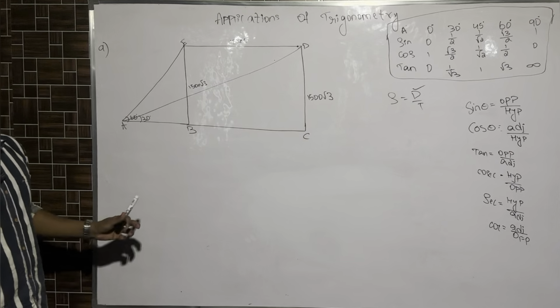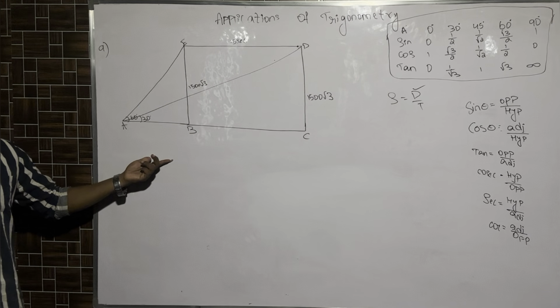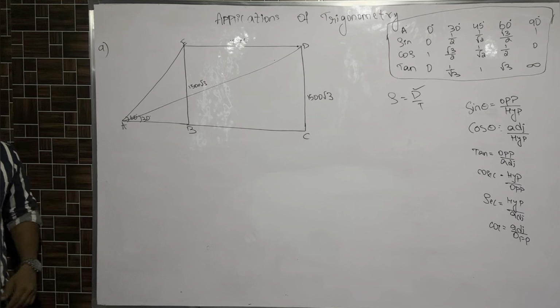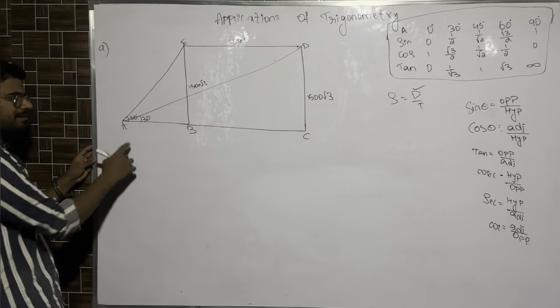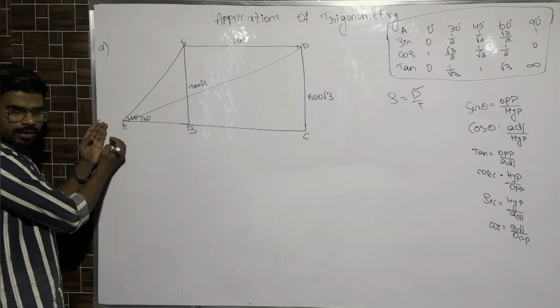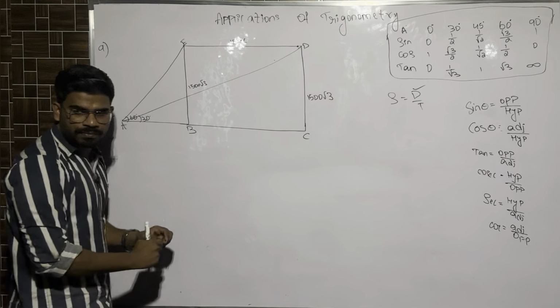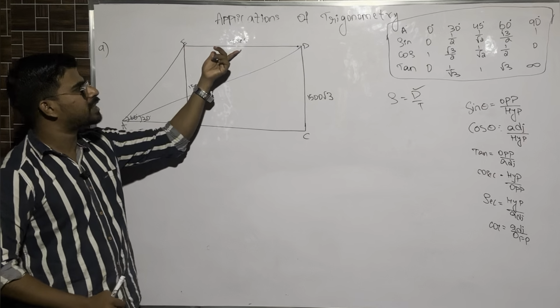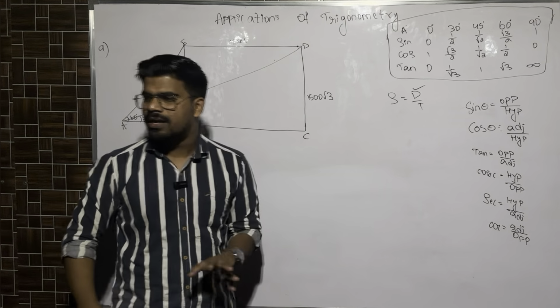Clear? From AEB, we have to find AB. From the second triangle, ADC, we will find AC. From total AC, we will remove AB, which we found first in the first case. We will get BC. The distance of BC is nothing but the distance of ED. We will substitute distance by time in this formula, and we will get the speed.